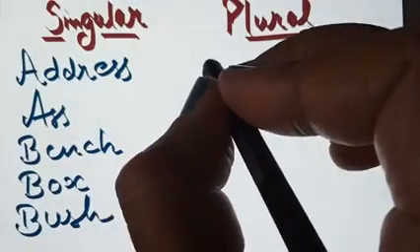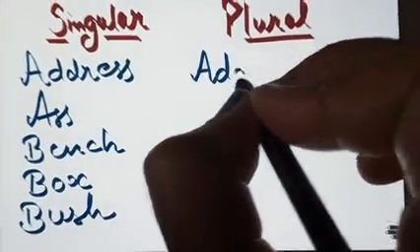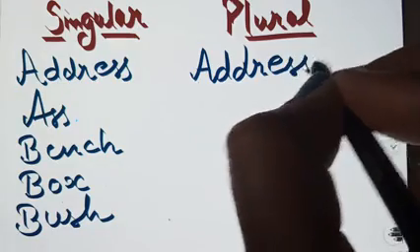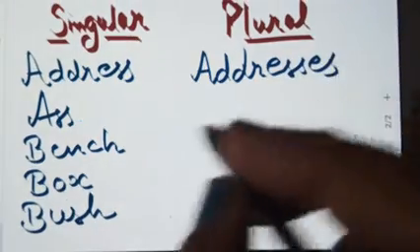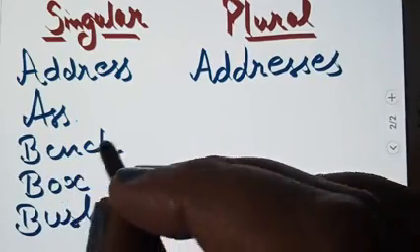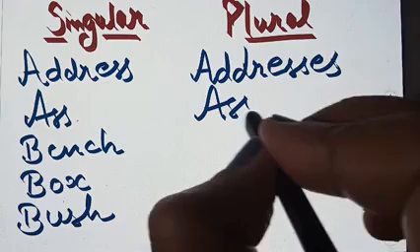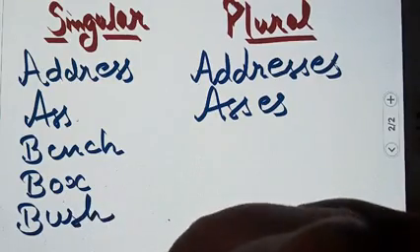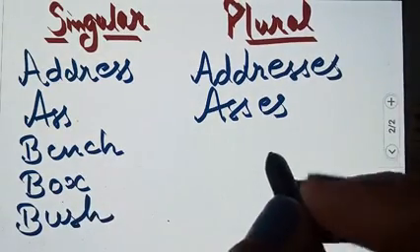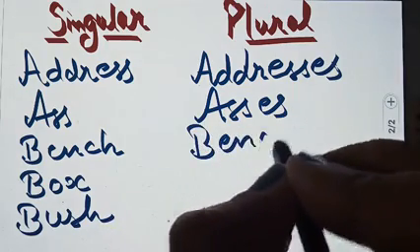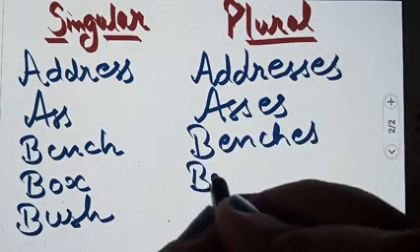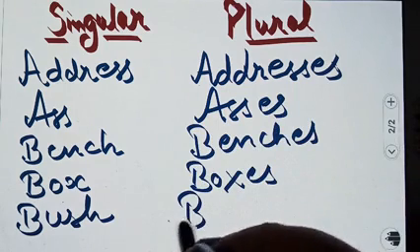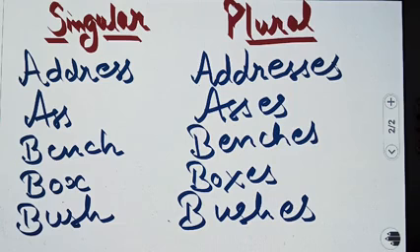First word is address. So it will become addresses. ES will be used to make it plural. Next is ace. Aces. Bench. These all five words are there in which we will use ES to make them plural, like benches, boxes, bushes. So you can see here. Now move to the next.